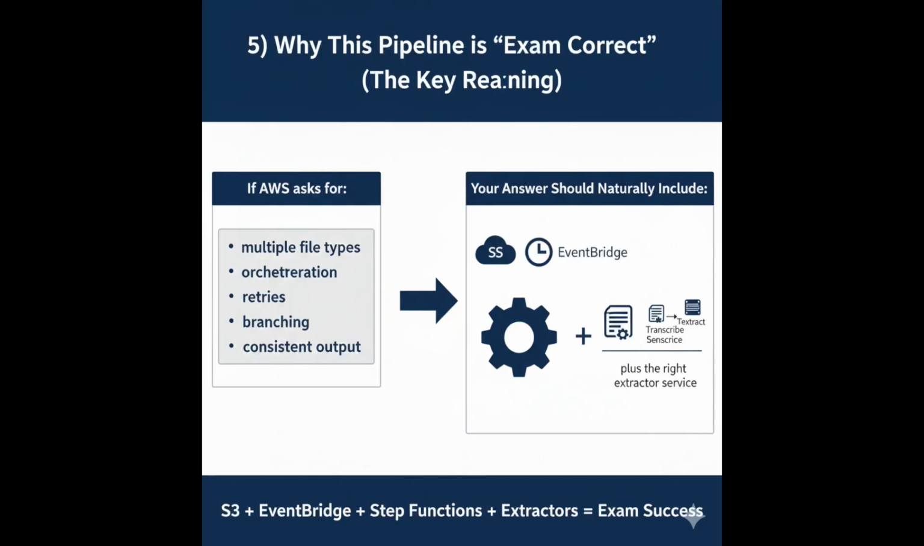Number 5, why this pipeline is exam correct. The key reasoning: if AWS asks for multiple file types, orchestration, retries, branching, and consistent output, your answer should naturally include S3 plus EventBridge plus Step Functions plus the right extractor service.